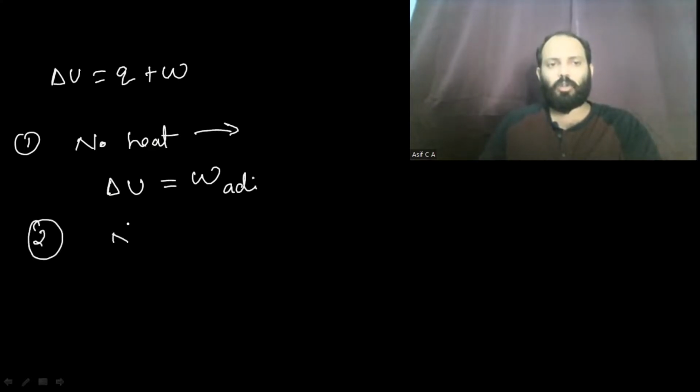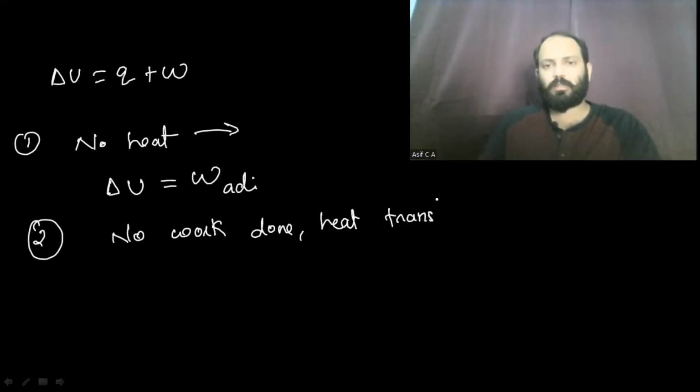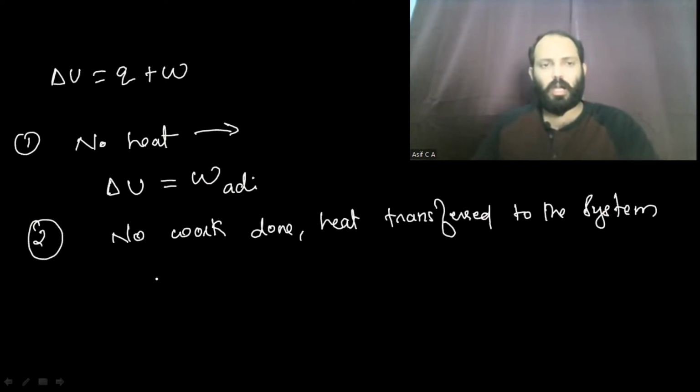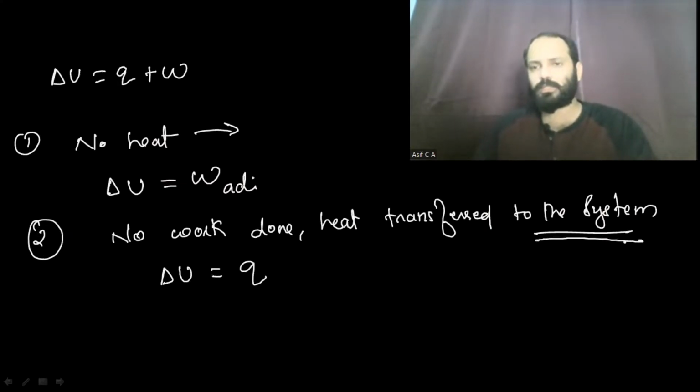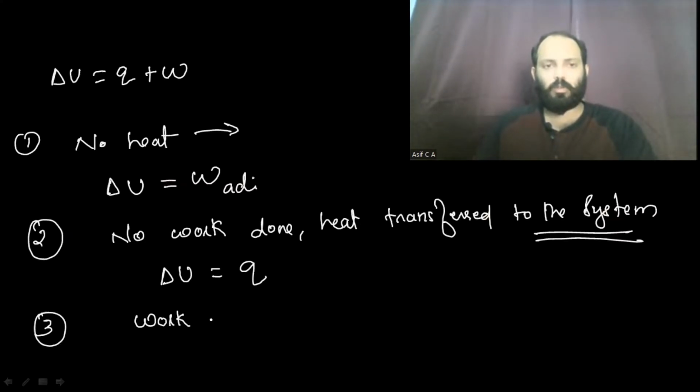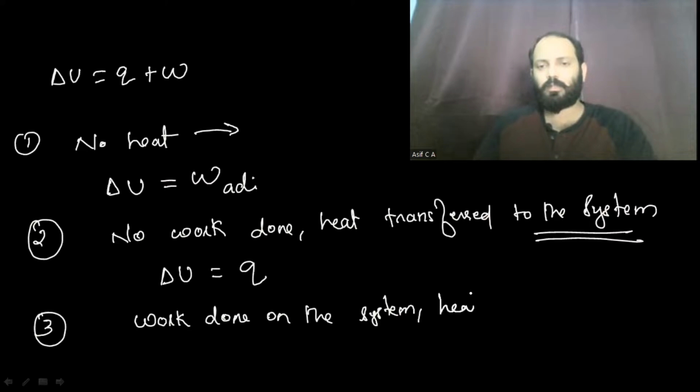In the next condition, no work done, heat transferred to the system. If heat is given to the system, delta U will become Q, because positive heat is transferred to the system and the system receives heat. Third condition: work done on the system, heat given by the system.